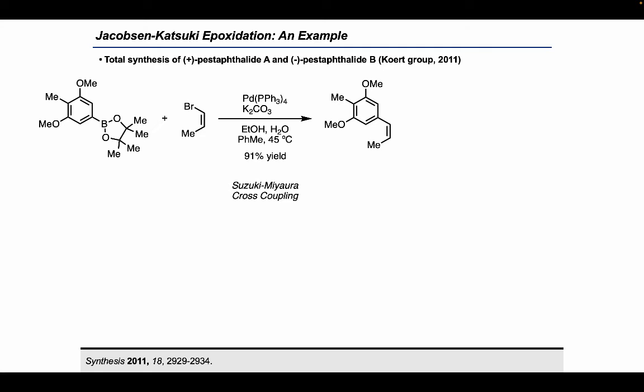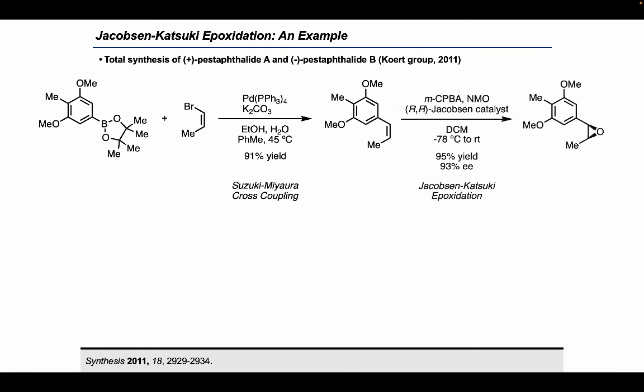To look at an example of this reaction in action, let's have a look at the Kürti group's synthesis of bestrhodolactones A and B. In this work, they showed that a Suzuki-Miyaura cross-coupling could be carried out with a decorated aryl boronic ester shown to install a Z-alkene. That intermediate was then used as a substrate for a Jacobsen-Katsuki epoxidation, and using the RR catalyst, they were able to obtain the epoxide product shown in 93% ee.